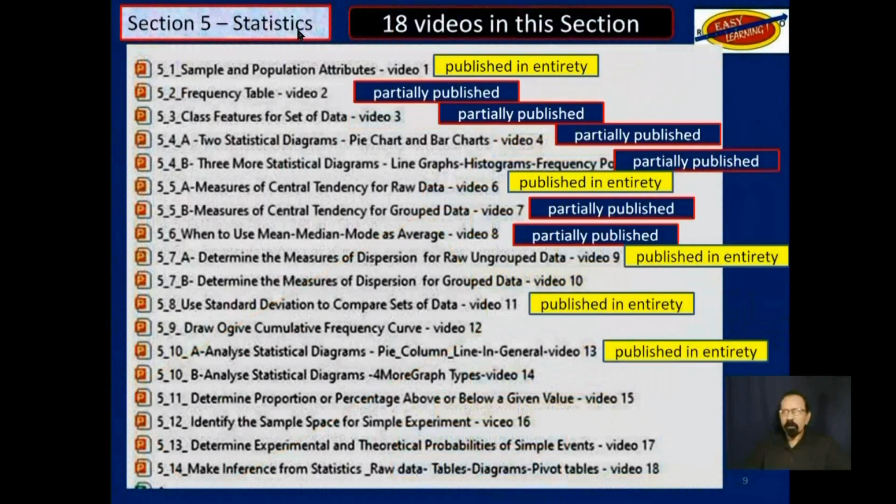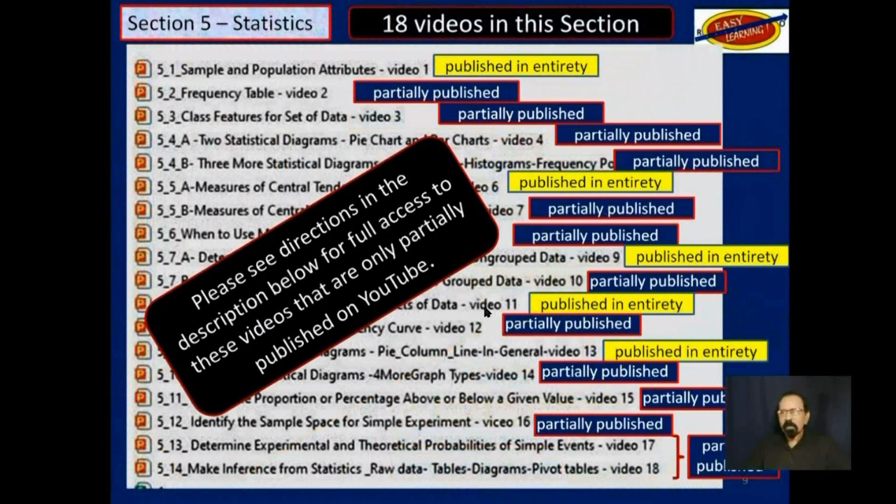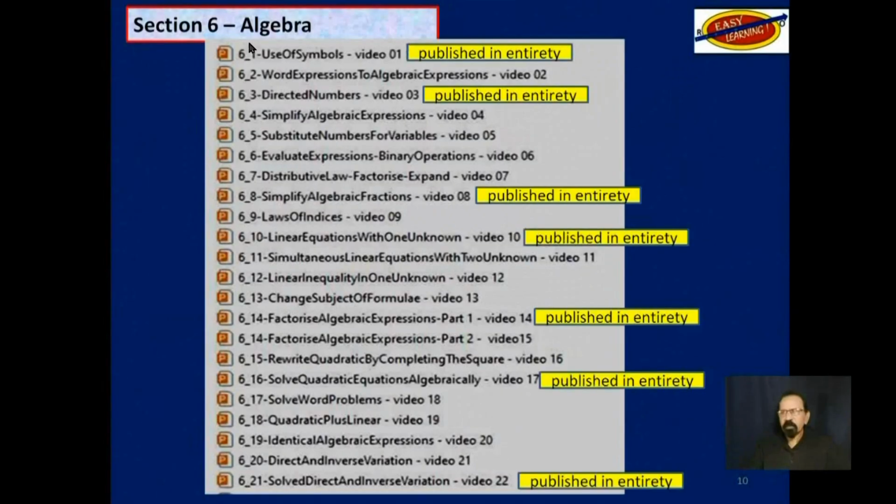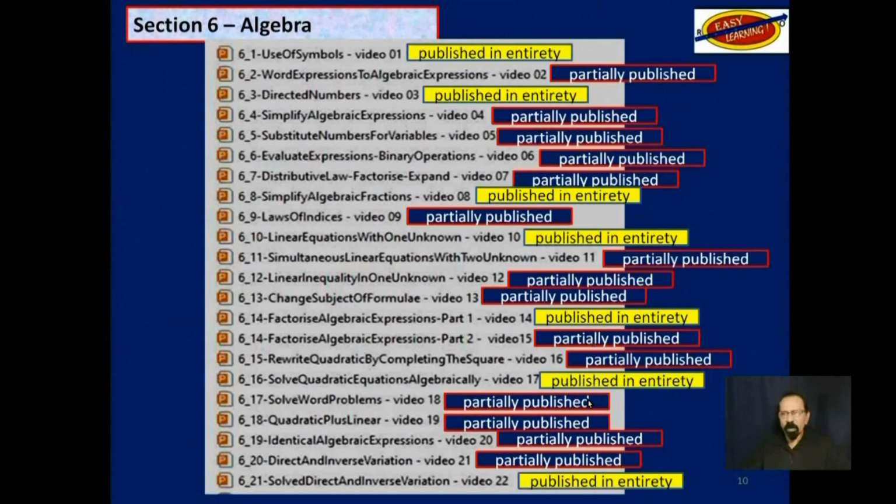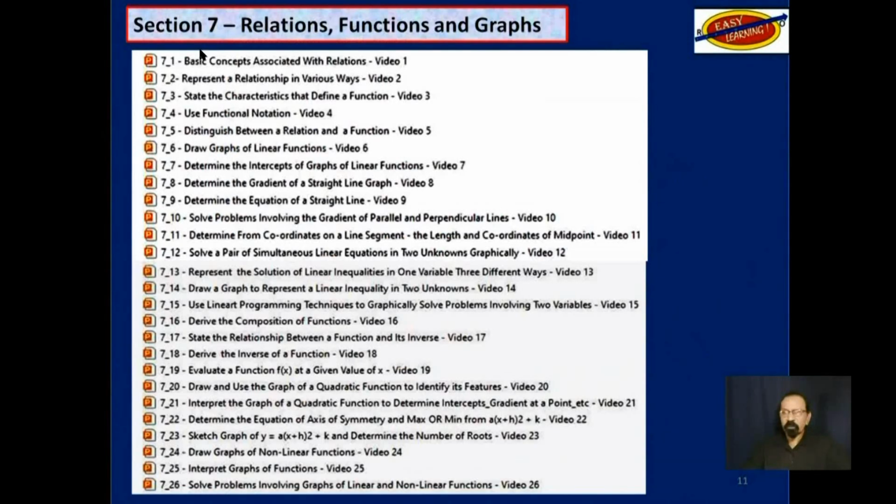Section 5, those published and the others partially. Section 6, those published and the others partially, especially from algebra. Please make very good use of these that are published, and even those that are partially published, especially since algebra seems to be a problem area for most learners. Section 7, relations, functions, and graphs. We have 26 videos here.